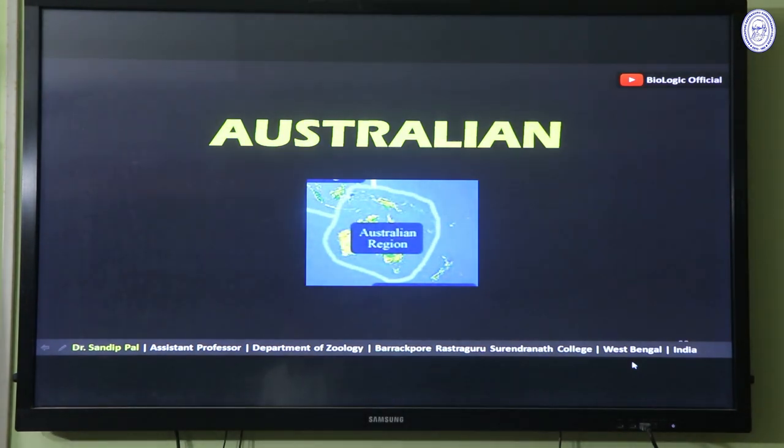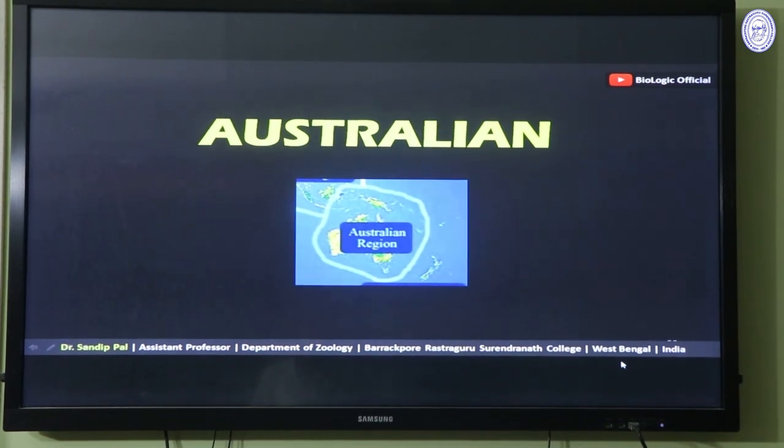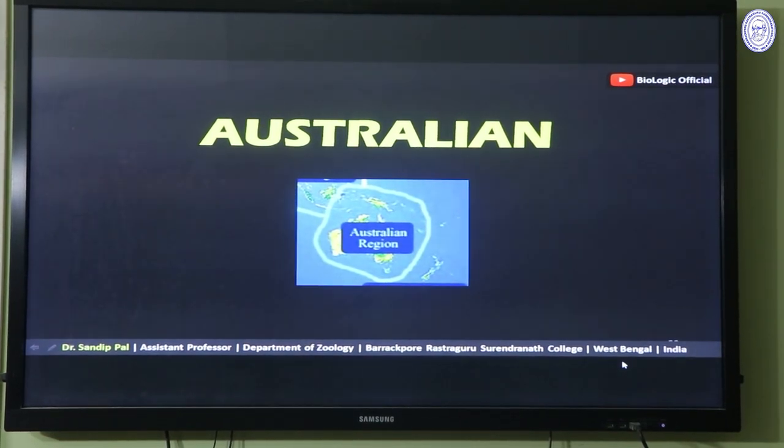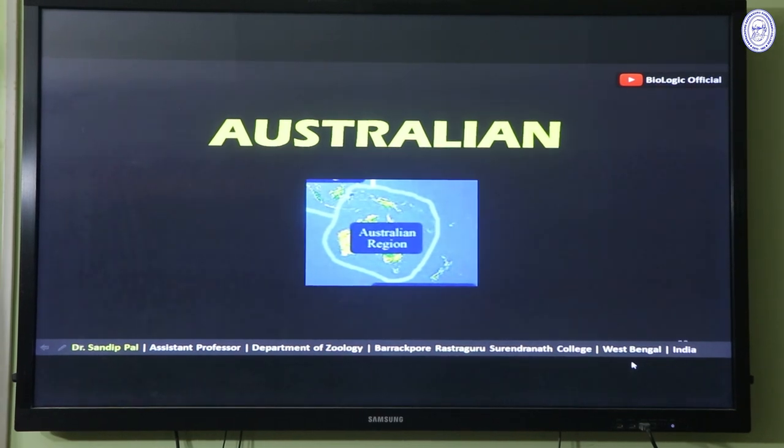Now, next is the last zoogeographical realm, that is Australian realm. The geographic range consists of Australia, New Guinea. This portion is New Guinea, Papua New Guinea, New Zealand, and all Pacific islands.